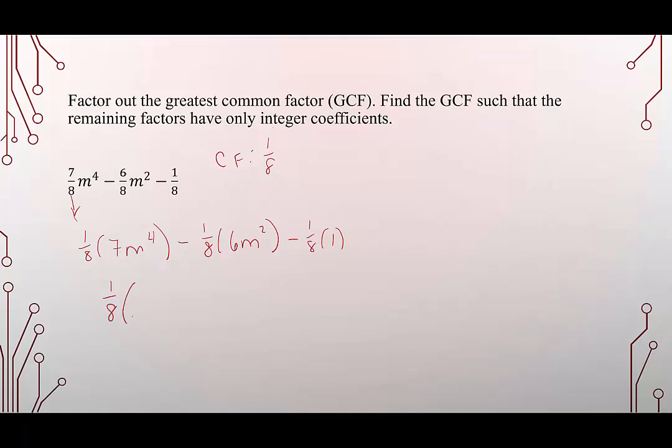I have 1/8, then I have 7m to the 4th minus 6m squared minus 1. Again, you should have a trinomial inside the parentheses. Don't lose that last term. Now let's see if we can factor this trinomial.